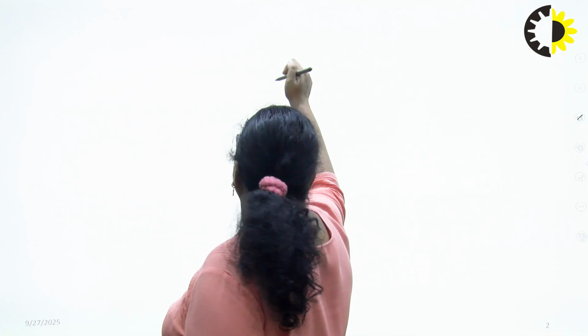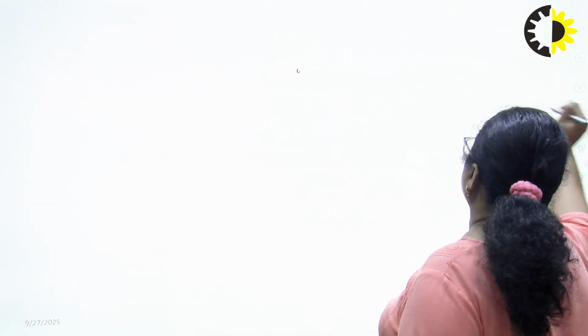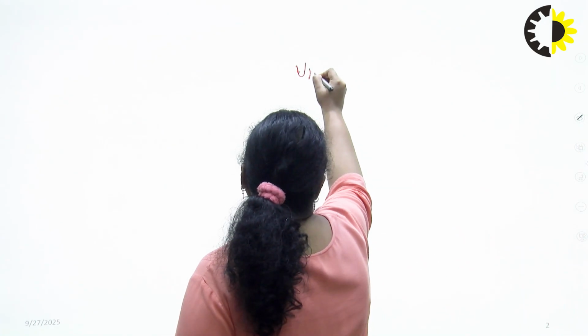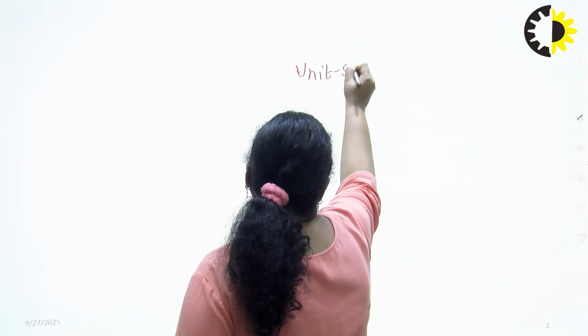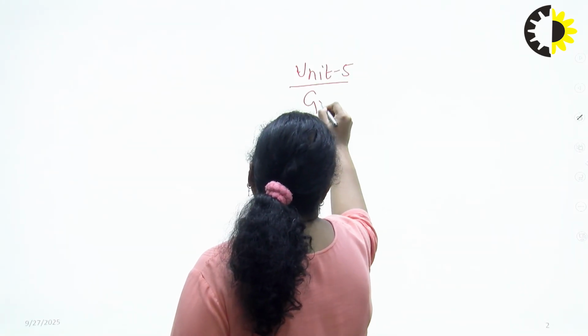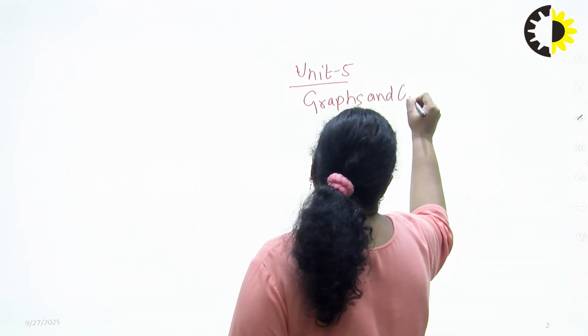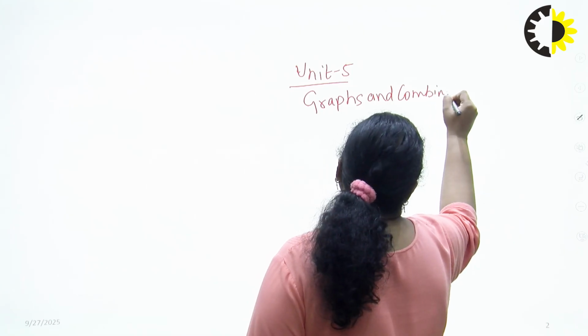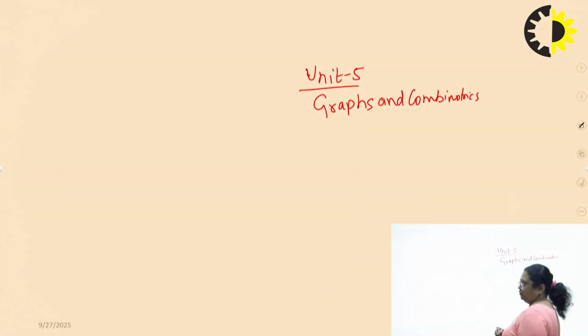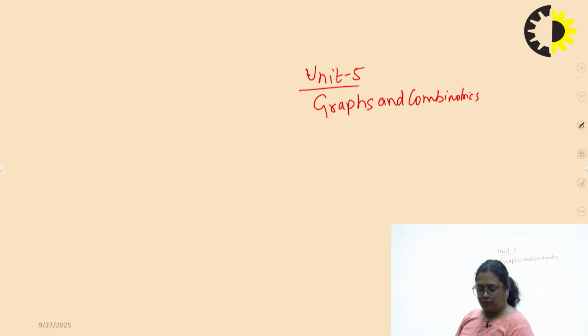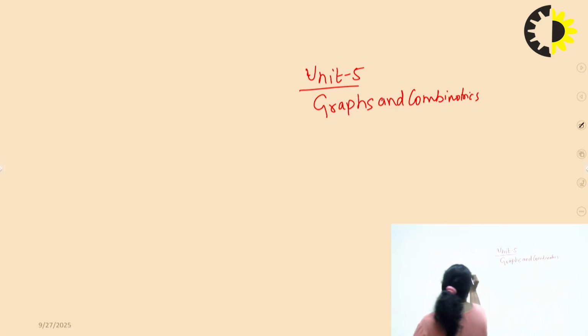So today I will be covering Unit 5: Graphs and Combinatorics. This is one of the easiest and most marks-scoring units. Today, firstly, we will learn about graphs.